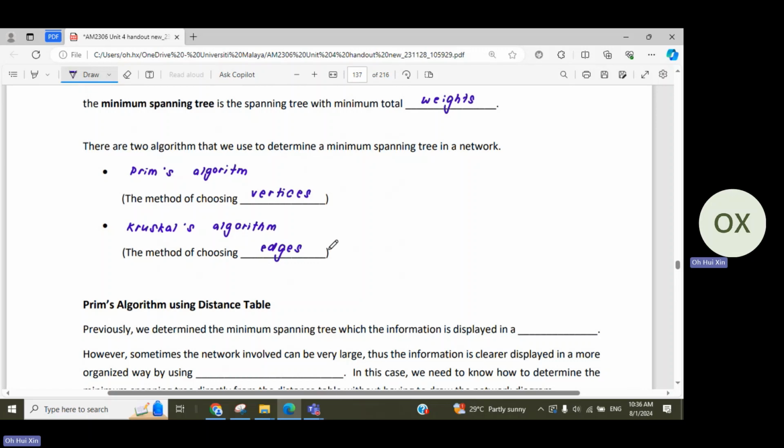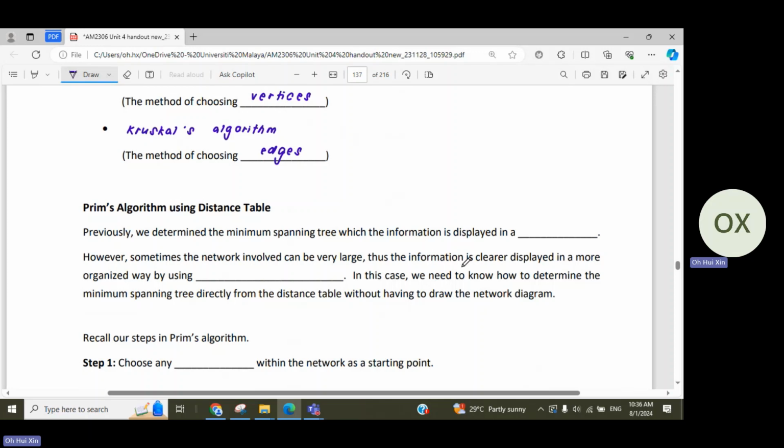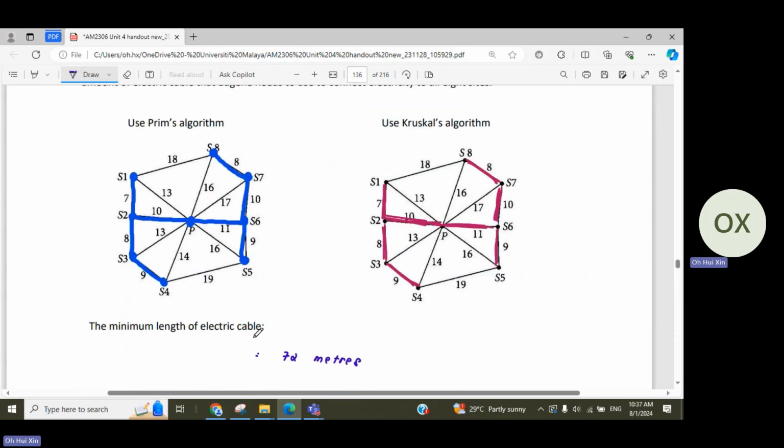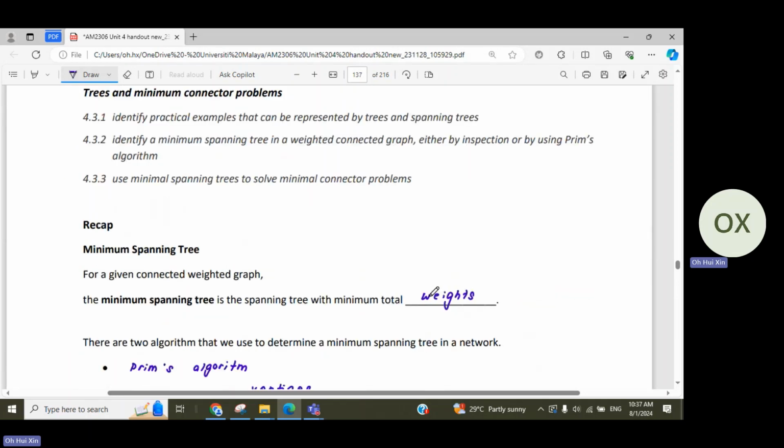For this lesson, we are going to talk about the distance table. The difference between today's lesson and the previous lesson is that previously we determined the minimum spanning tree where the information is displayed in a network, or you can say displayed in a graph. For example, you are given the diagram, then you just apply Prim's or Kruskal's to find the minimum spanning tree.